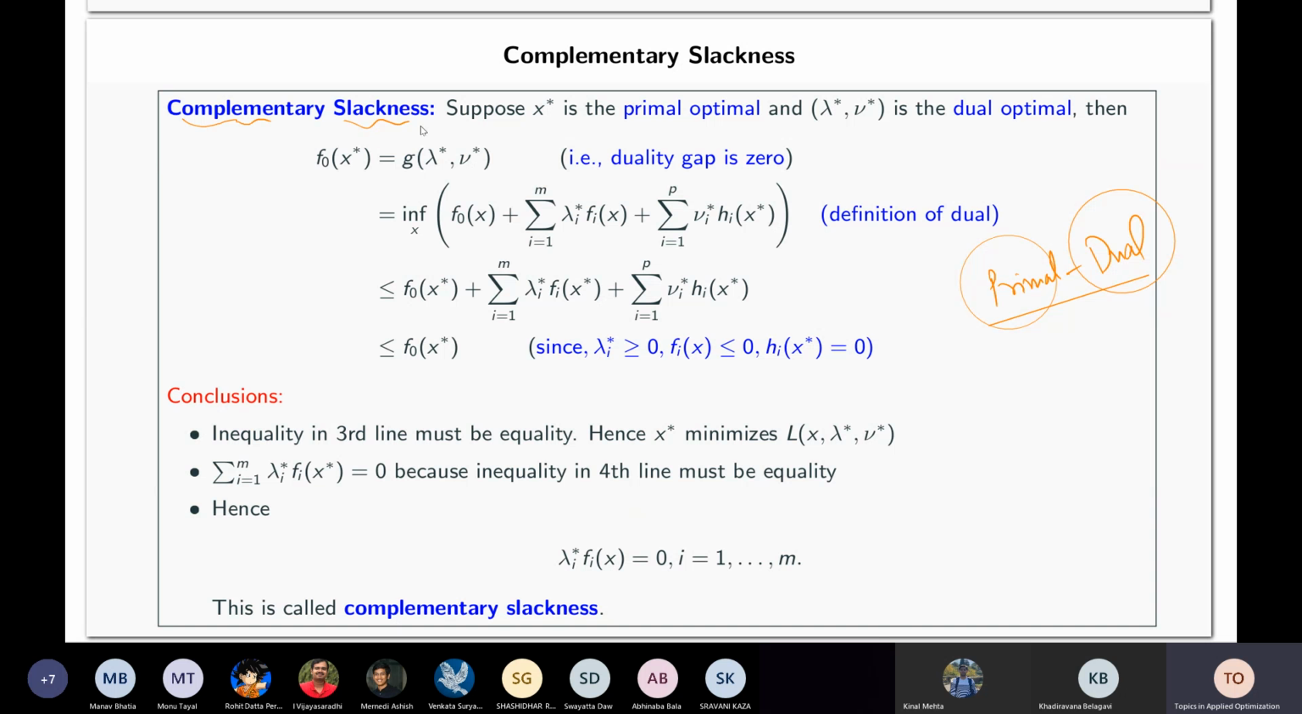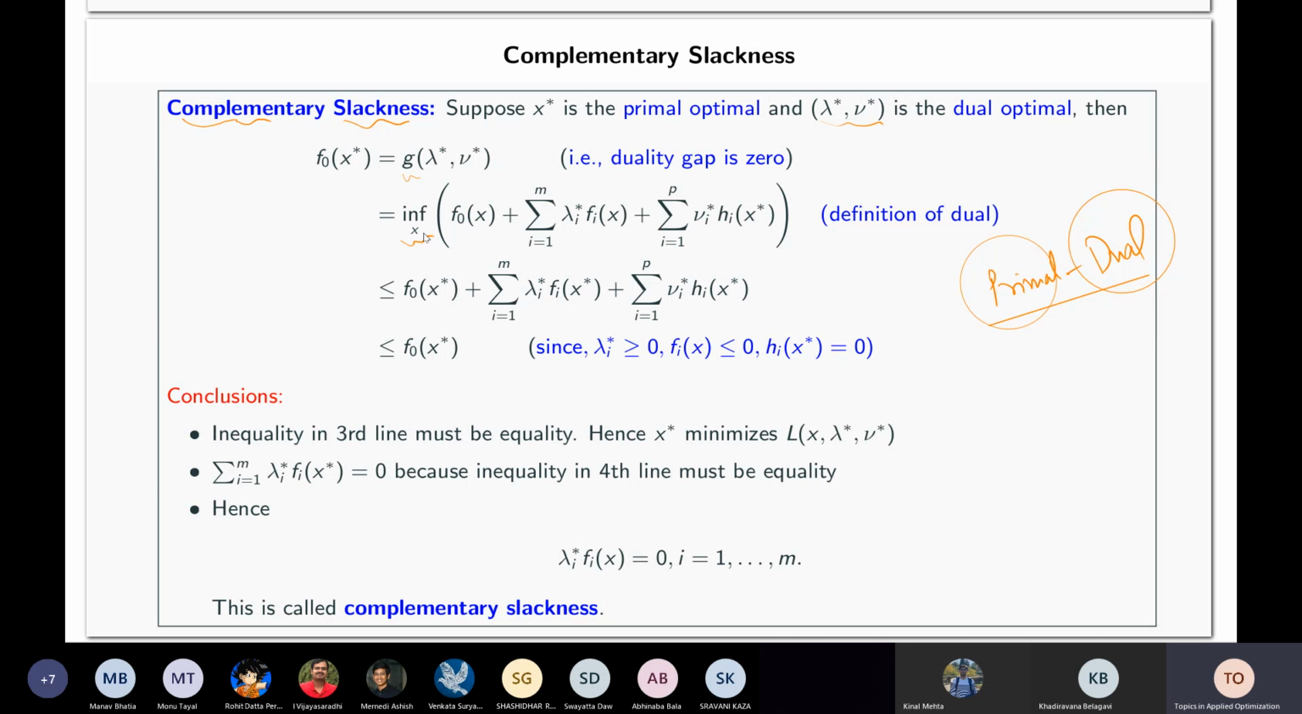First step is the so-called complementary slackness. Suppose x star is a primal optimal, and let us say lambda star, nu star is the dual optimal in our usual notation of superscript. Then let us say we start with f naught of x star. So this is the objective function, and we put the primal optimal value here. This will be equal to g of lambda star and nu star. I can write this as the infimum over x. This is the definition of g, and this is the Lagrangian, so f naught of x plus this and so on.